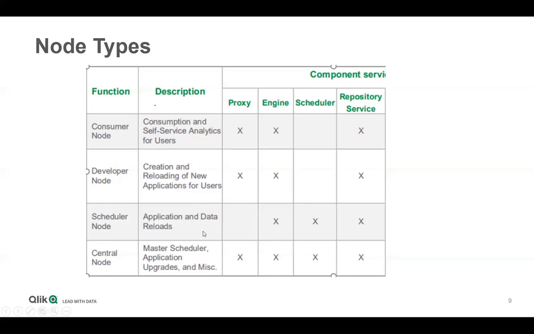Scheduler node is mainly for the task reload. So on the scheduler node, you can see we have the scheduler service and engine service, but no proxy service, because the scheduler node is not for end users to build sessions. Central node is a must scheduler, and is where we want to access QMC.